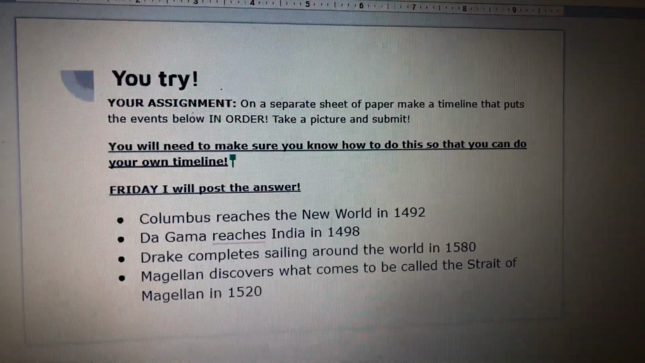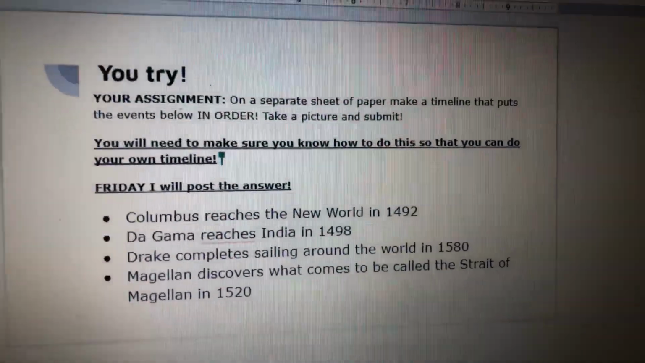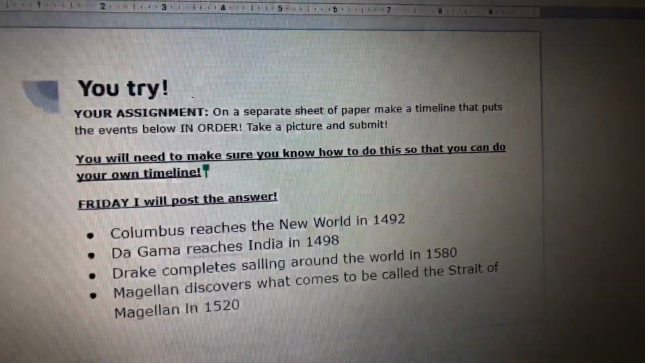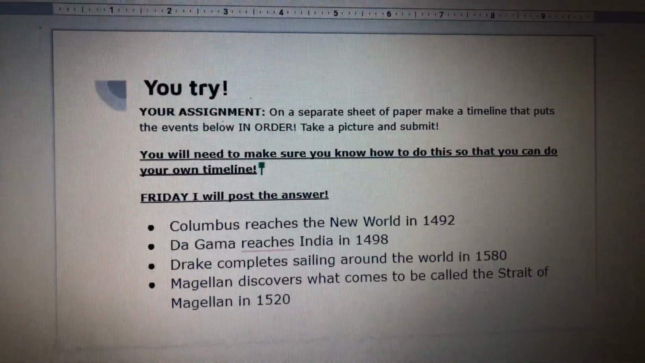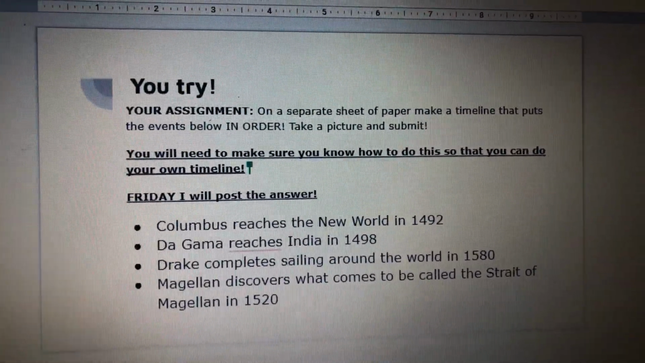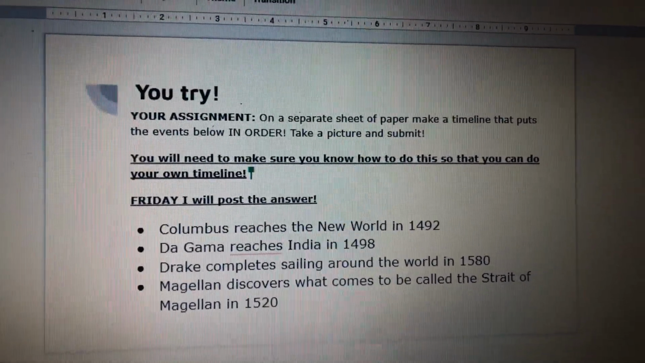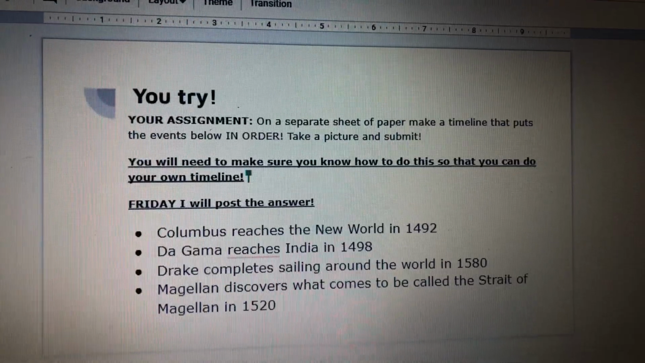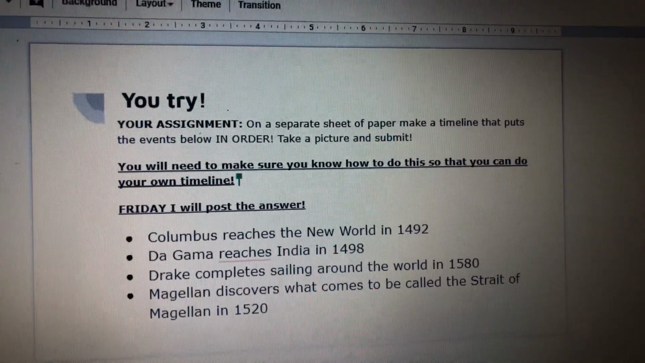It's due by Friday morning, okay? And that's when I'm posting the answer. If you have any questions, just let me know. But hopefully this gives you a little bit of an idea. It's a mini assignment, so don't stress out on this. Write in print. Don't write in cursive. And get it done. Just make it a very quick assignment for yourself so that I know that you understand what a timeline is.